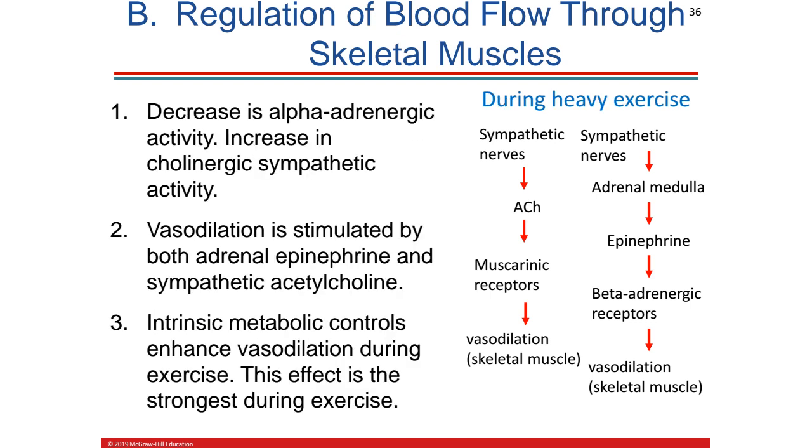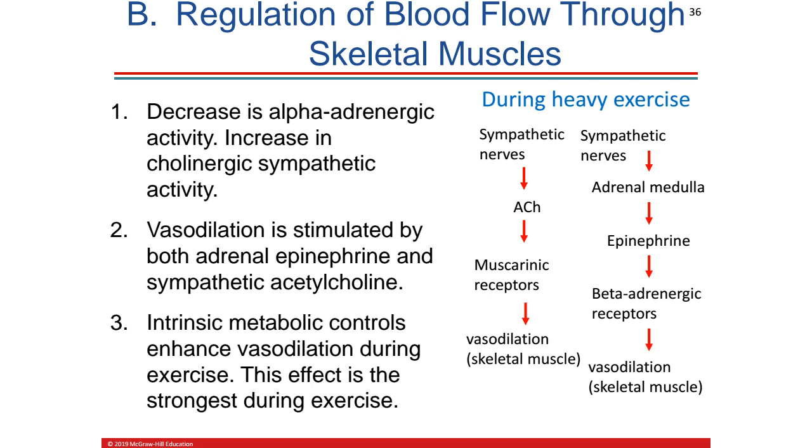Now imagine that our person is doing a much heavier exercise, a fairly intense exercise. At this point, there's a decrease in the alpha adrenergic activity. So I've removed that from the slide. And now we're just seeing an increase in cholinergic sympathetic activity, which leads to vasodilation in the skeletal muscles. At the same time, we still have perhaps even more release of epinephrine if this person is exercising very intensely, again, acting on beta-adrenergic receptors, leading to vasodilation of skeletal muscle. And on top of those two effects, we still have a buildup of metabolites intrinsically within the muscle that are leading to vasodilation.